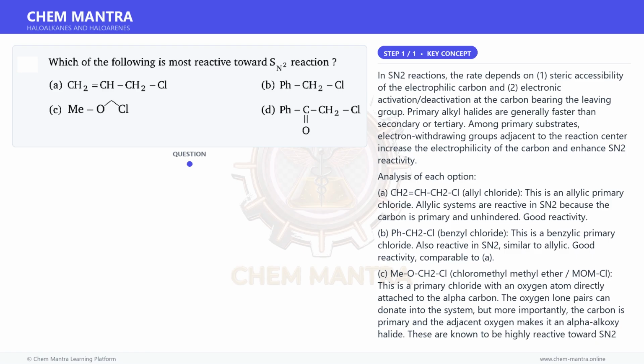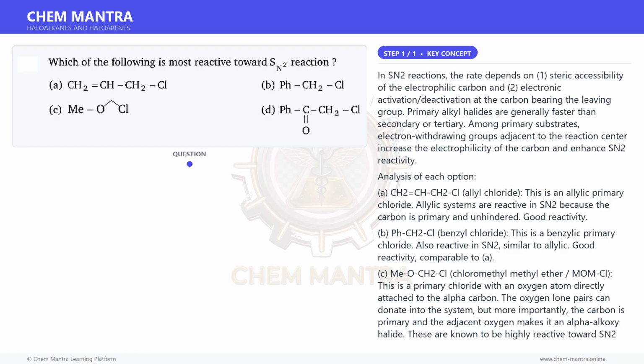Comparison. While allyl and benzyl chlorides benefit from transition state stabilization through resonance, option D benefits from ground state electrophilic activation. The strong electron withdrawing carbonyl group raises the partial positive charge on the alpha carbon, lowering the activation energy for nucleophilic attack more effectively than resonance stabilization alone. Alpha-haloketones react faster in SN2 than simple allylic or benzylic halides.